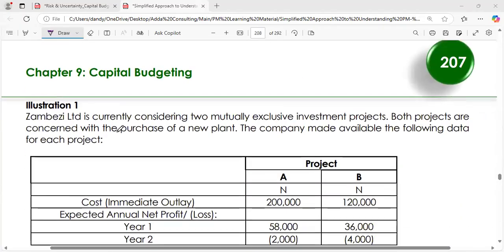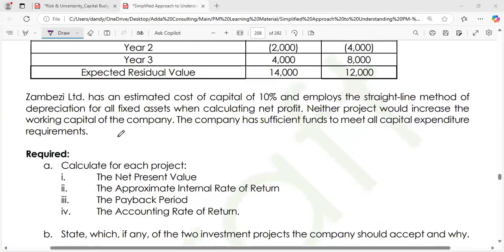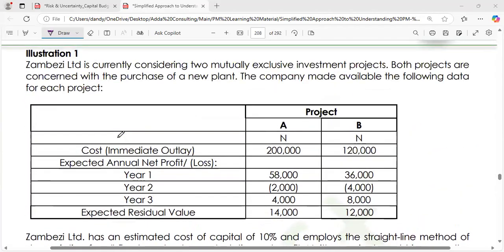So it is Zambezi. Now I need somebody to read this illustration. In fact, because of time, let me read. This is the same question you have in your material as Orimolade, but here it is Zambezi.